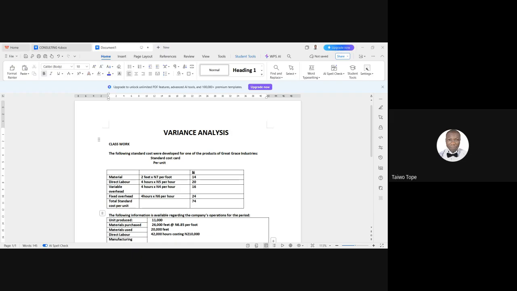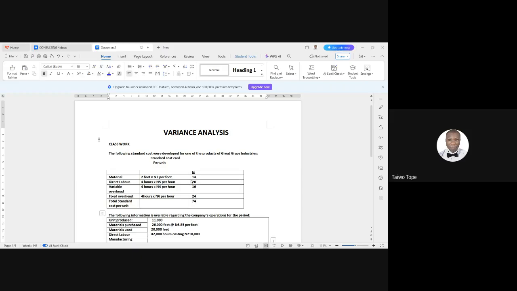So in some questions, you might need to get your fixed overhead absorption rate. And your fixed overhead absorption rate will be your budgeted fixed overhead divided by what? The budgeted level of activity. And the level of activity can be in terms of labor hours. In another way, the budgeted activity can be in the form of what? Budgeted unit of output.